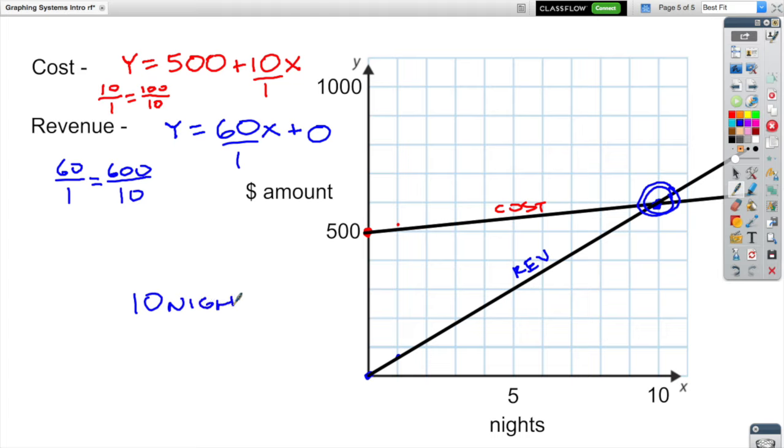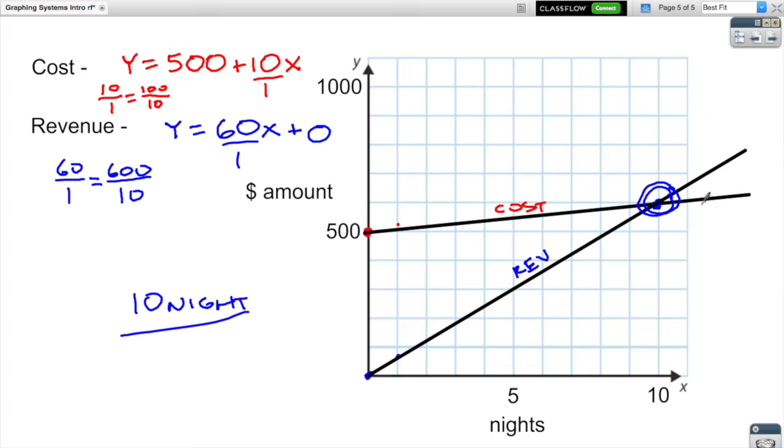Okay, and once we hit that 10-night mark and our business is successful, notice over here on the graph, the revenue line is going to be above the cost line, so now we're finally making money. Whatever the difference is between these two lines, that's how much I'm making each night. All right, but I think a key piece here is understanding that this crossover point is what we call the solution to the system, or in this case, the break-even point, which is 10 nights. All right, so this is how we use systems of equations to solve real-world problems.